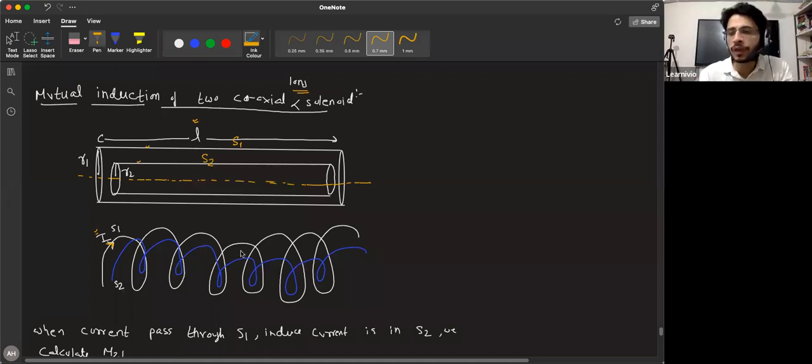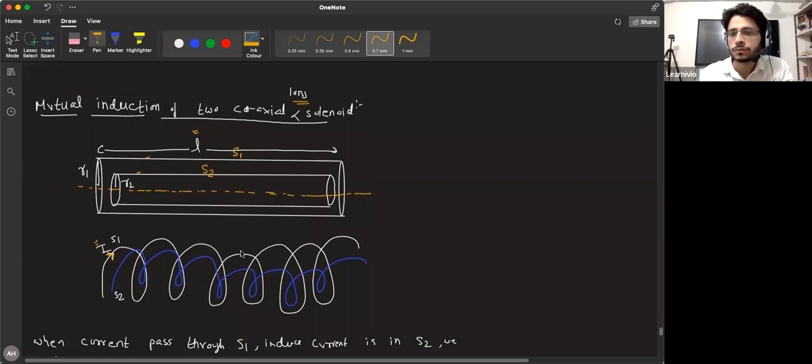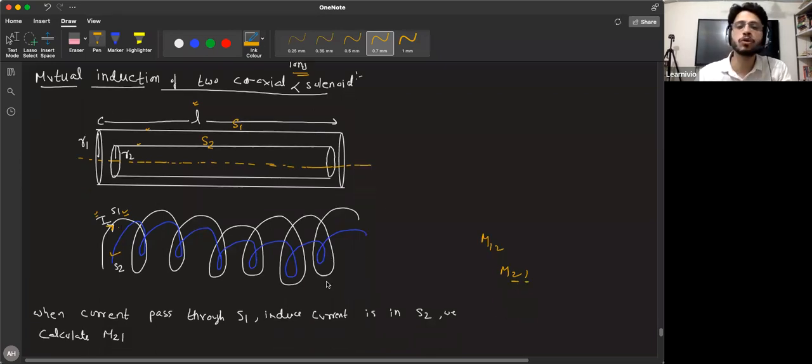So which mutual induction will we calculate, M12 or M21? Current is passing through the S1 solenoid, the outer solenoid, and EMF will be induced in the S2 solenoid. So which mutual induction are we calculating, M12 or M21? M21. We first write the name of the coil in which EMF is induced, then we write the name of the cause. EMF will be induced in solenoid 2 due to solenoid 1. So we first write solenoid 2, then solenoid 1. M21 we will be calculating.